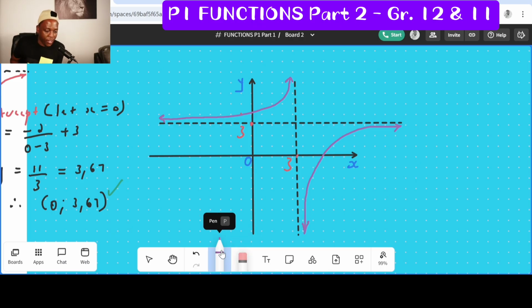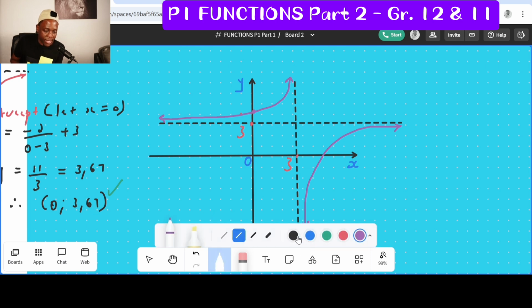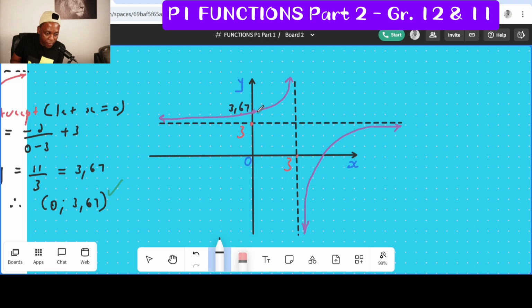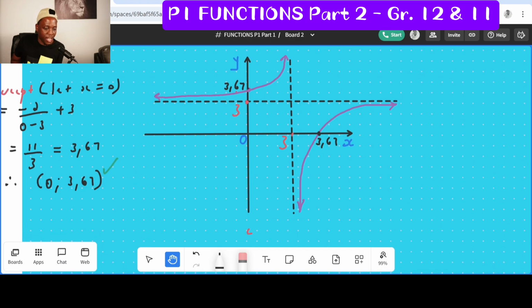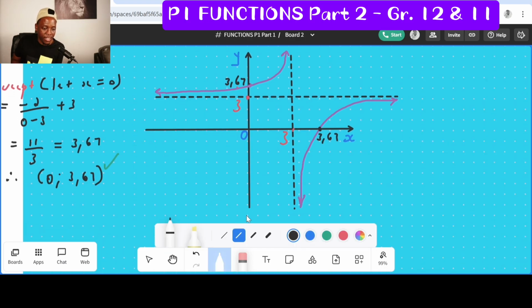Not forgetting that the y-intercept is at 3,67, as well as the x-intercept is also at 3,67. So this is our hyperbola, and checkmate.